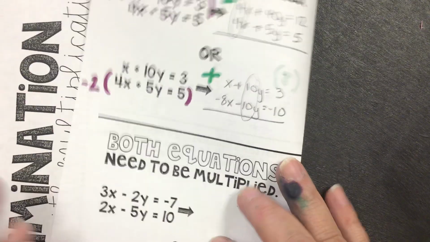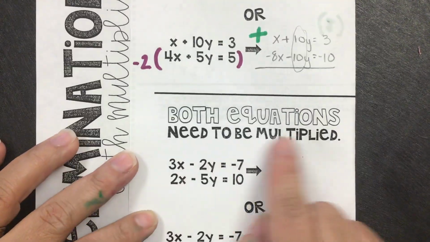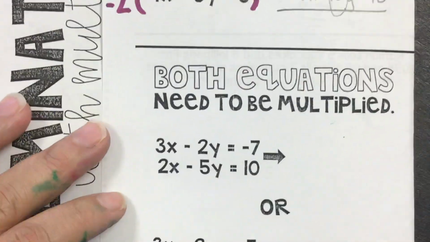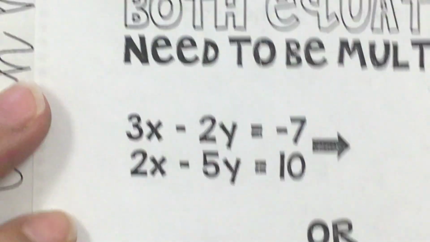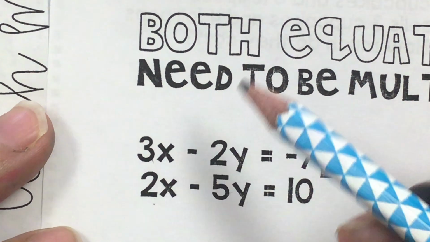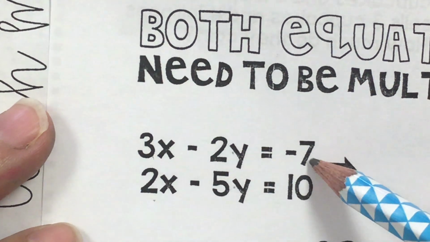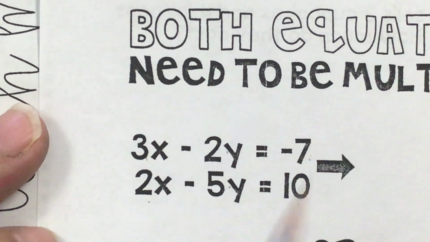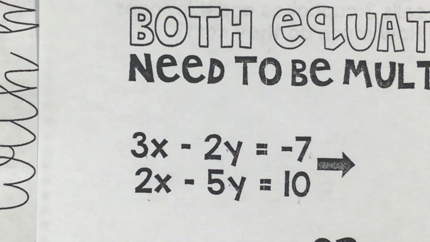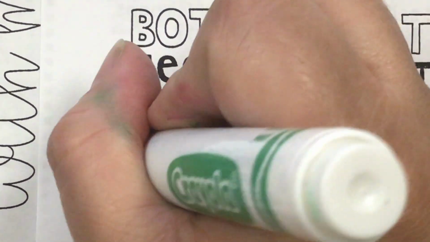The next scenario is when you have both equations that need to be multiplied. What I want you to notice is that 2 and 3 are not multiples of each other. Neither are 5 and 2. And these two really don't matter. What I recommend that you do is always eliminate the x's.